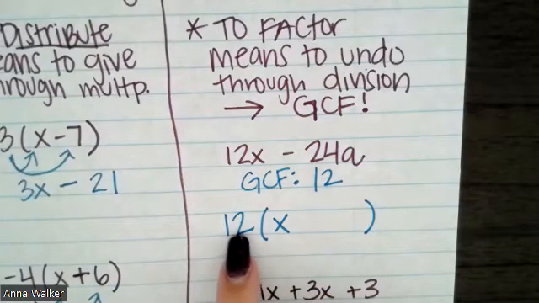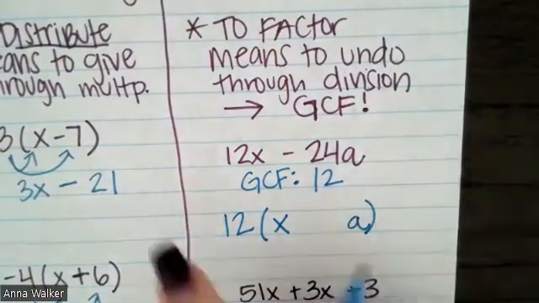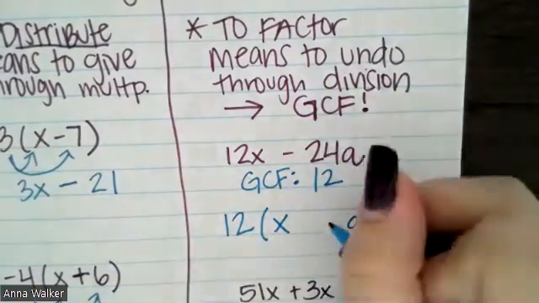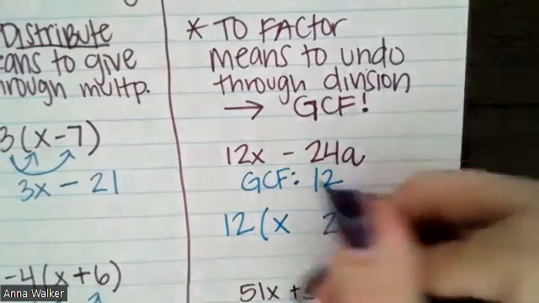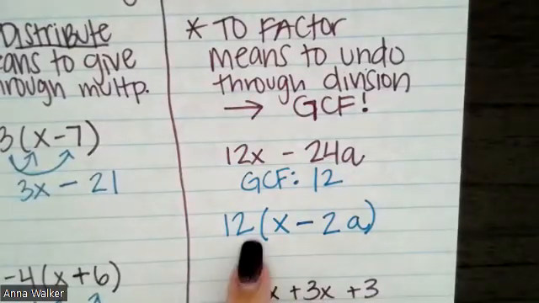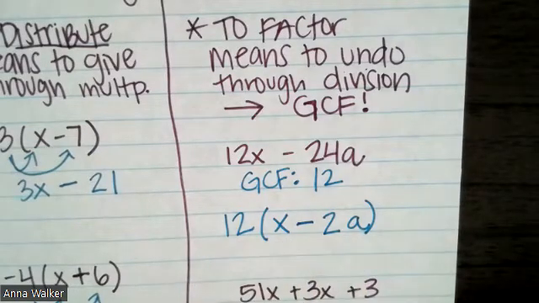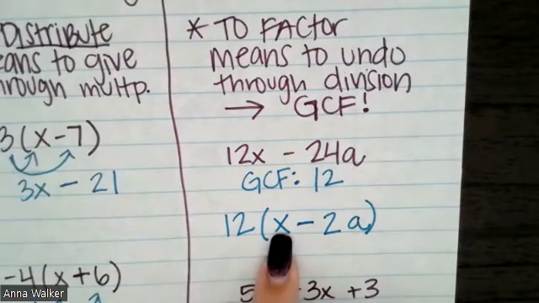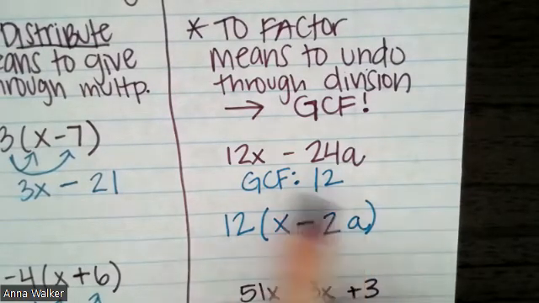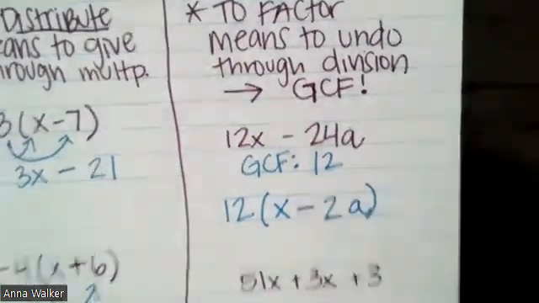And then if I think about what times 12 makes 24a, well, a still needs to remain. And what times 12 makes 24? That's going to be 2. And I'm just going to keep the subtraction sign that's already happening in the expression here. So you'll notice that when I factor this expression, I have 12 times the group x minus 2a. And if I go and use the distributive property, that's a way that I can check my answer. If I do 12 times x and 12 times 2a, I should end up with this expression, which is what happens. Let's look at another example.